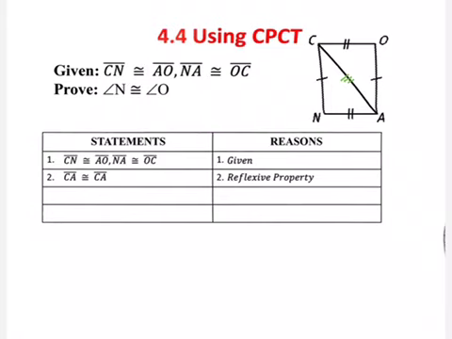From there, we have all three pairs of sides, so that means our two triangles are congruent. So triangle CNA and triangle AOC by side, side, side. And then your last step is to restate your prove, which are two corresponding angles in the two different triangles. So we can state that angle N is congruent to angle O by CPCT.